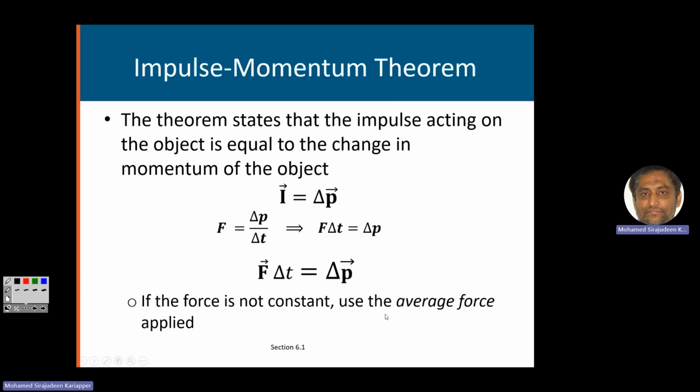Now, like we did in chapter 5, what did we say? Work done is the change in the kinetic energy. Exactly the same way, impulse is the change in the momentum. Something very similar. So there is an analogy between that and this.